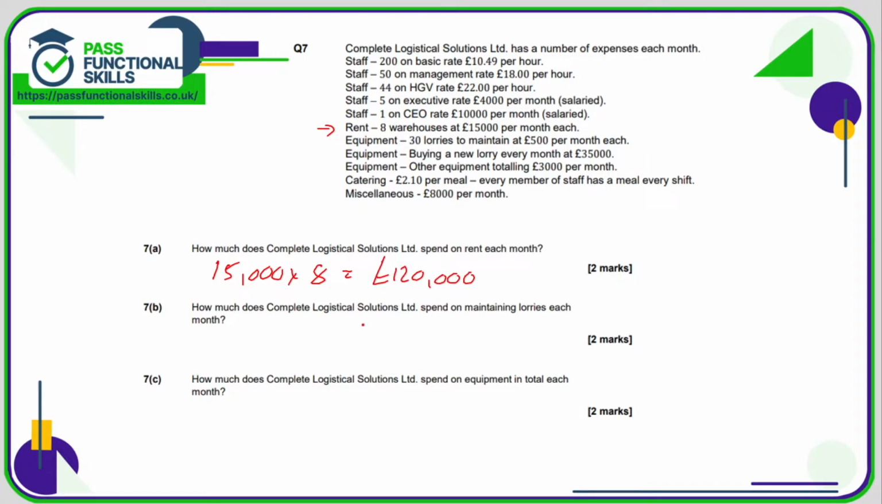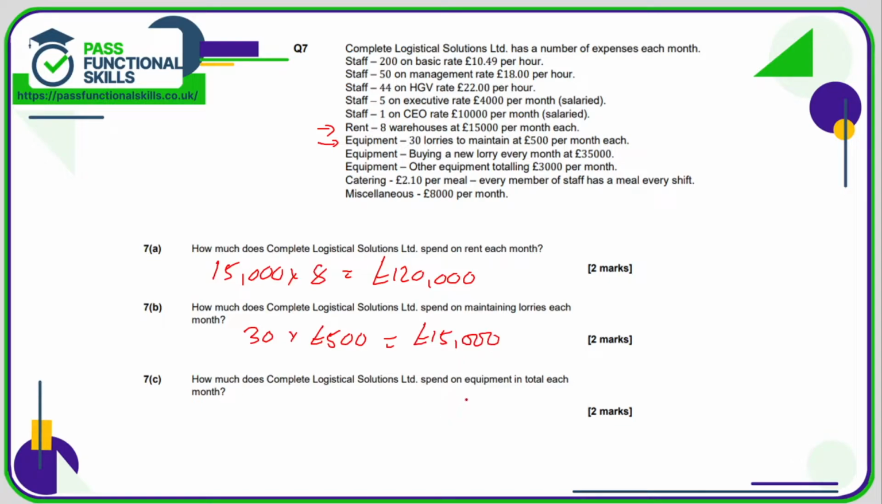£120,000. How much does Complete Logistical Solutions spend on maintaining lorries each month? The lorry maintenance is this row here. So it's 30 lorries to maintain at £500 per month each. That's simply 30 multiplied by 500, and 30 multiplied by 500, that's £15,000.